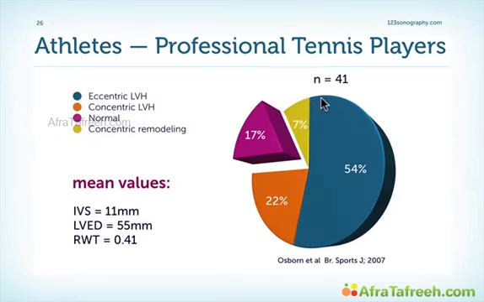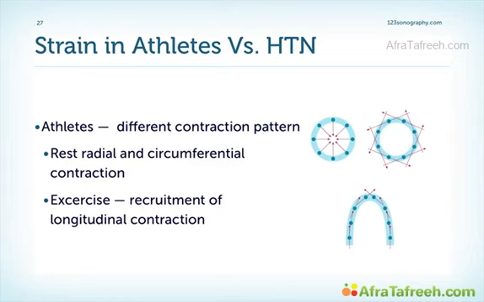This is an interesting study which was performed in professional tennis players. It shows you, first of all, the occurrence of LVH and also the different forms of LVH. The cutoff values are shown here. You can see that only 17% had a normal myocardial thickness in professional tennis players, and most of the forms were so-called eccentric LVH forms, opposed to 22% who had concentric and 7% who had concentric remodeling. I just want to briefly mention that athletes seem to have a different contractile pattern opposed to hypertensives.